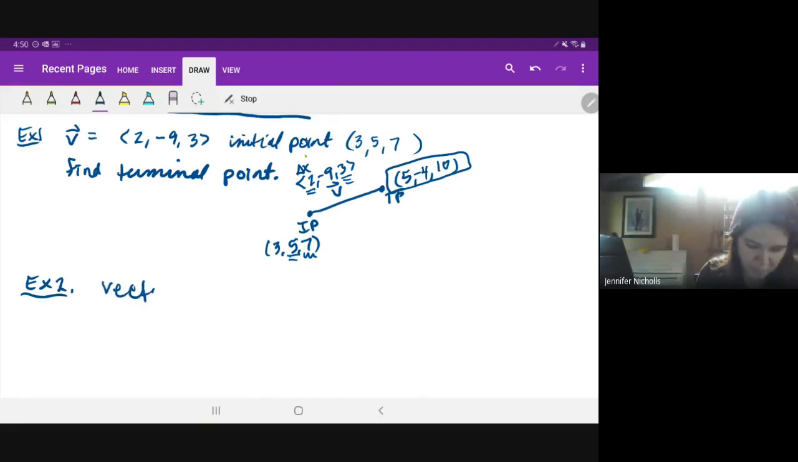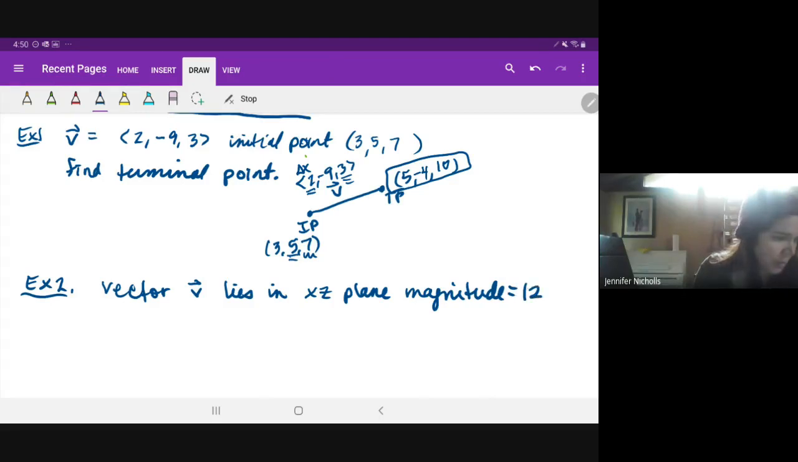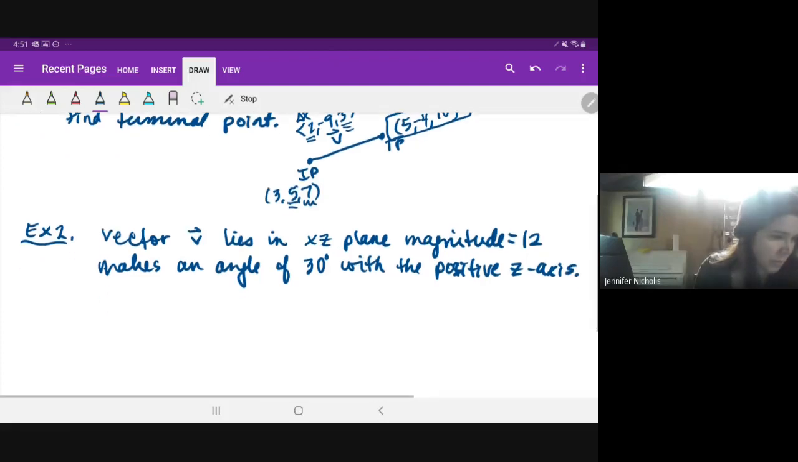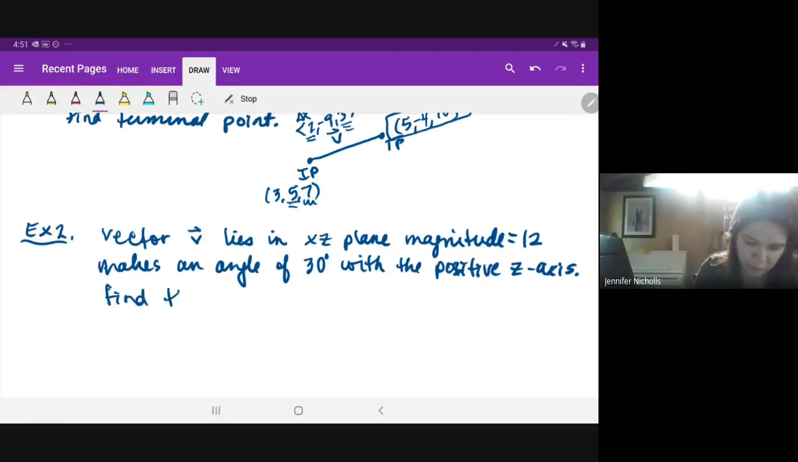So it says vector V, and you want to put a little vector arrow on top of it. In the book, they bold them. So vector V lies in, and then they tell you a plane. We'll do the XZ plane. So it lies in the XZ plane, and it tells you the magnitude. This one, the magnitude is 12, and it says it makes an angle of, we'll do 30 degrees, with the positive Z axis. And they want to know find the component form of V.